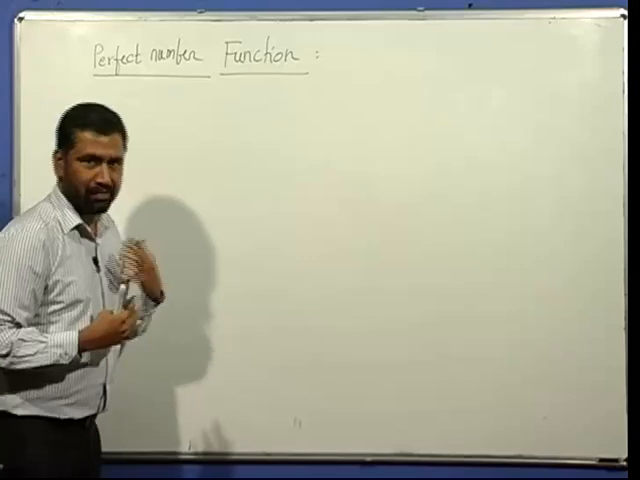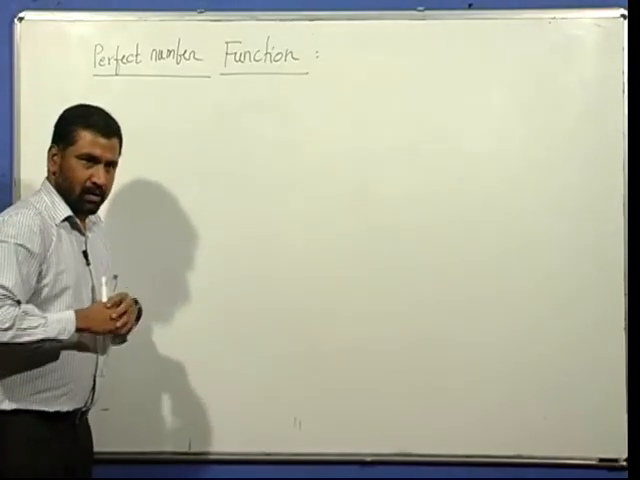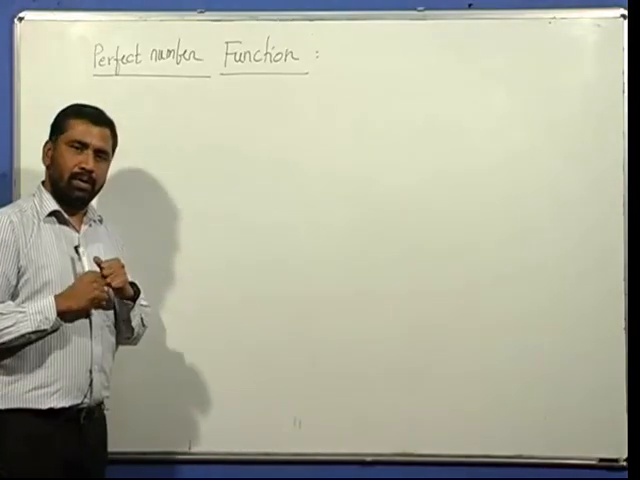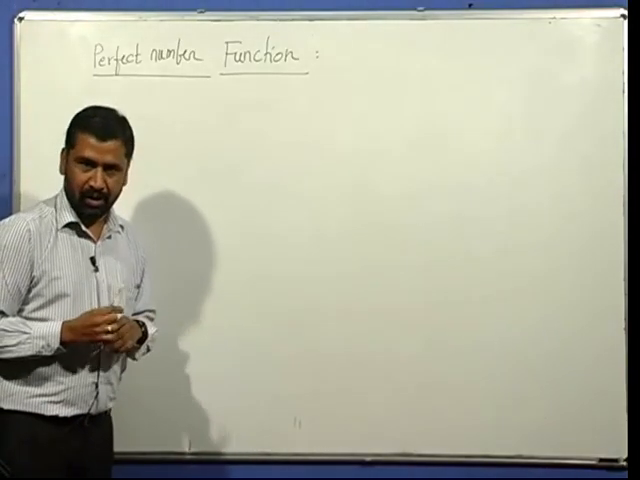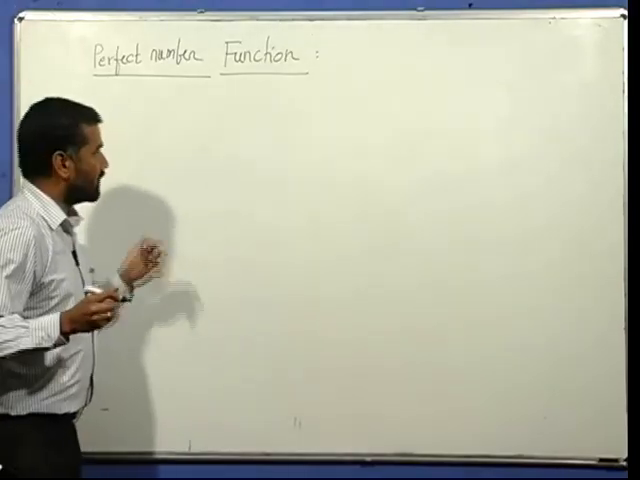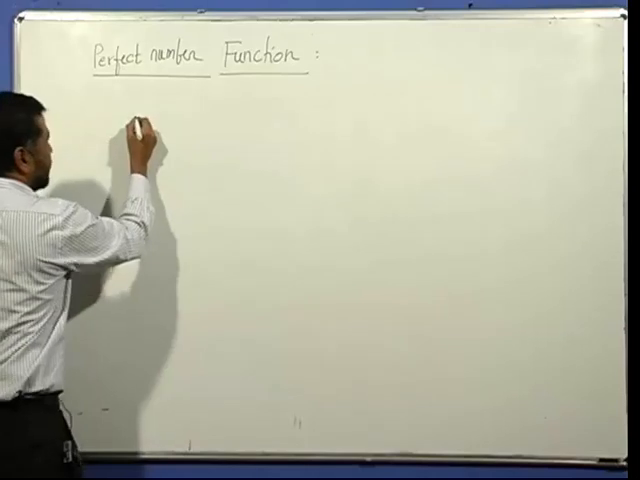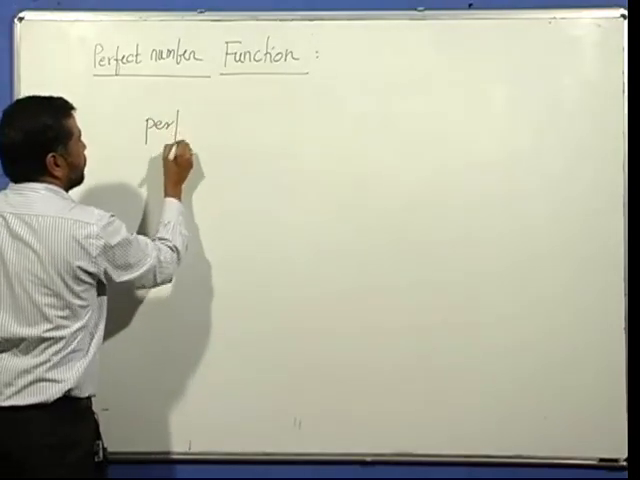Now let us try to write a function for that. First of all, whenever we have to write a function, we need to think of three things importantly. So let us try to establish that first. First, the easiest part is what should be the name of the function. So let us call it perfect.